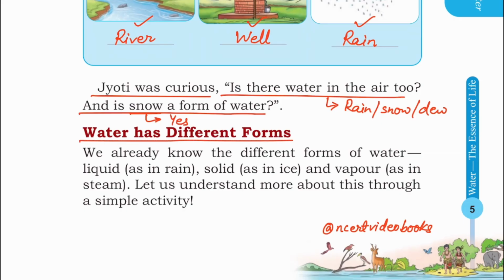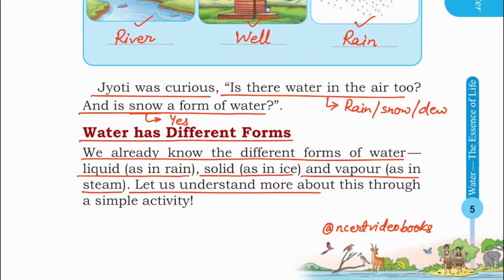Water has different forms. We already know the different forms of water. Liquid as in rain, solid as in ice, and vapor as in steam. Let us understand more about this through a simple activity.